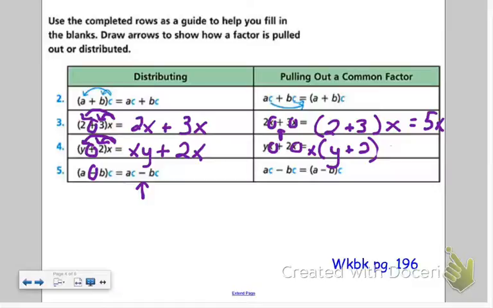And again, this last one is done for you, but you'll notice this one has the subtraction sign. So C is the common factor here. So C is outside the parentheses, and A and B are inside the parentheses, but this time with a subtraction sign. If you look carefully, you'll notice that number 3 is the same as number 3 on the other side. One was distributing and one was pulling out a common factor.